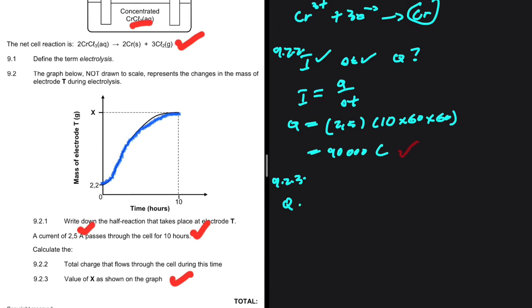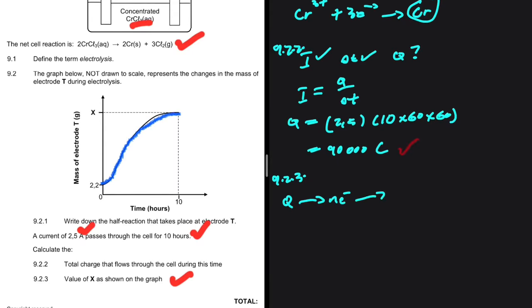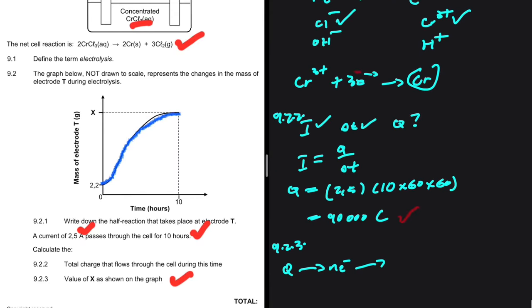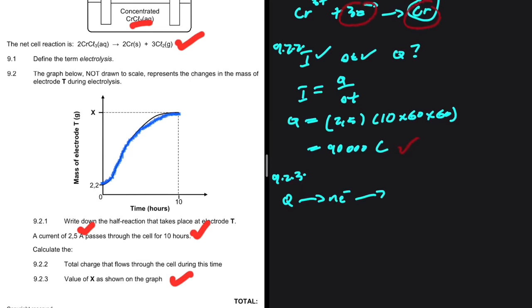From the charge, we can find the number of electrons. From the number of electrons, knowing fully well that 3 electrons will result in 1 chromium atom, we can determine the number of atoms of chromium. From the number of atoms of chromium, we can ultimately find the number of moles using Avogadro's number, and then we can determine the mass. Let's go ahead and do that.